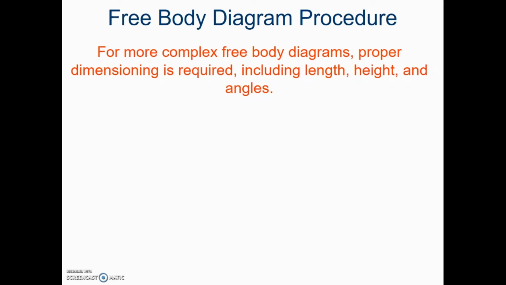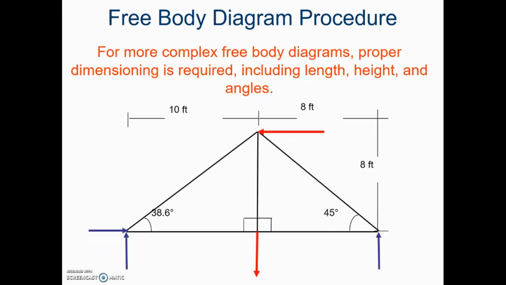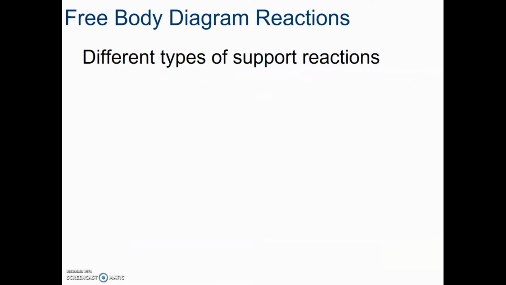Now when we get into it, we're going to need to be really specific on how we draw our free body diagram. So this is an example of a truss that we will solve later on, where we have lots of dimensioning, we have angles, we're going to know the magnitude of these forces. So it's important that we are extremely precise with our force diagrams because we're going to have to break down every single one of those forces to solve for it.